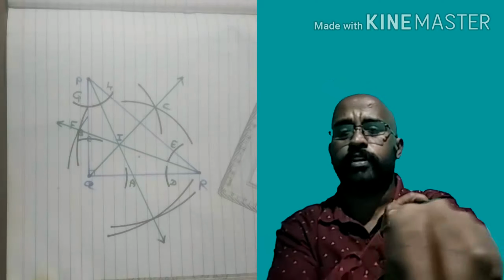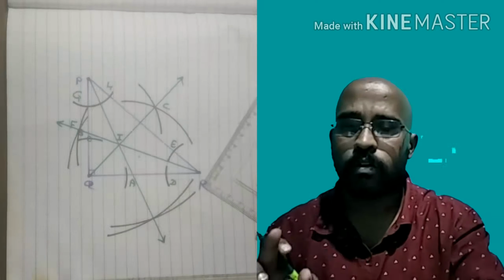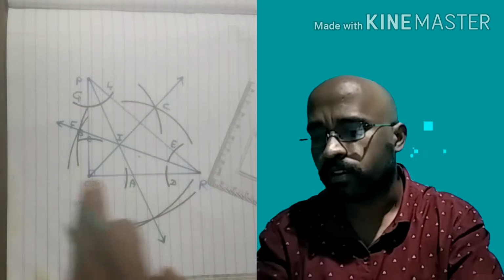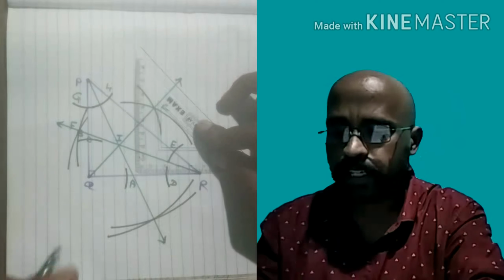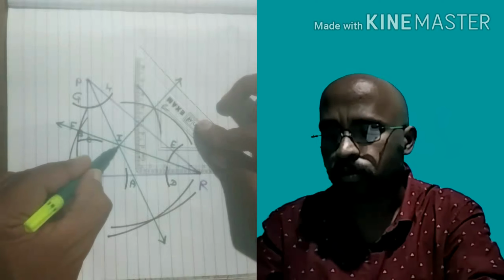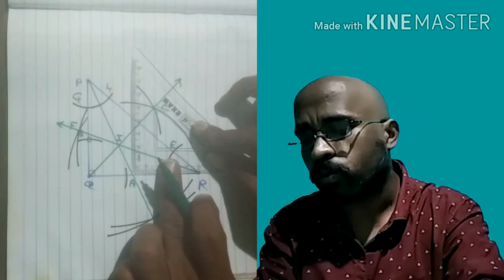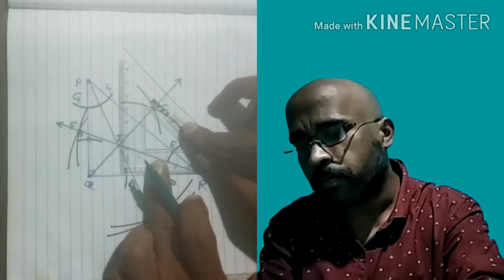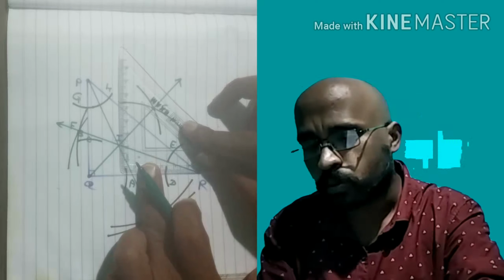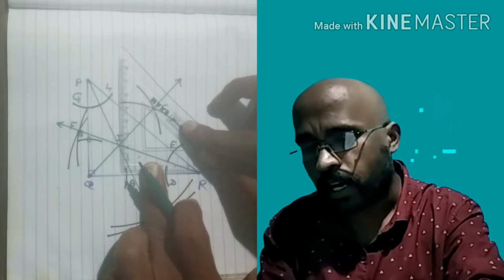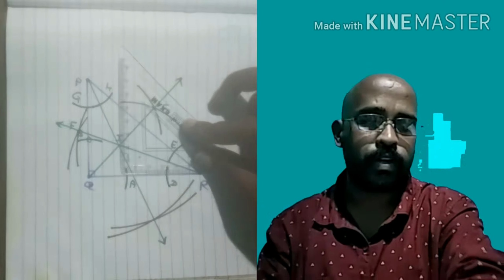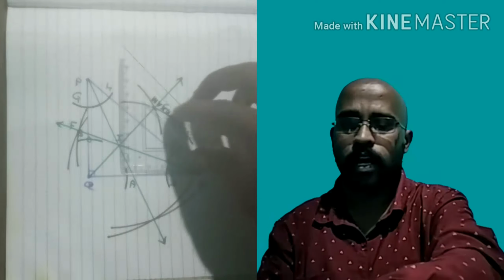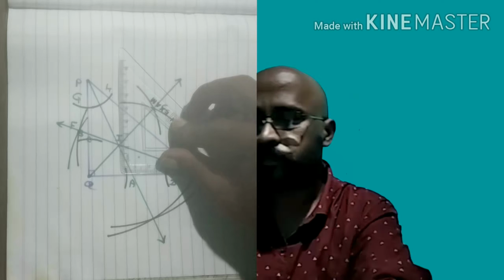So let's draw a perpendicular on QR by using a set square. What we have to do: align this base on the side QR properly. I have aligned here. First thing. Second thing, its height should touch the point I. So slide it such that the base is aligned to side QR and the height is touching the point I. Now from this point we have to draw one perpendicular. So let's draw a perpendicular.